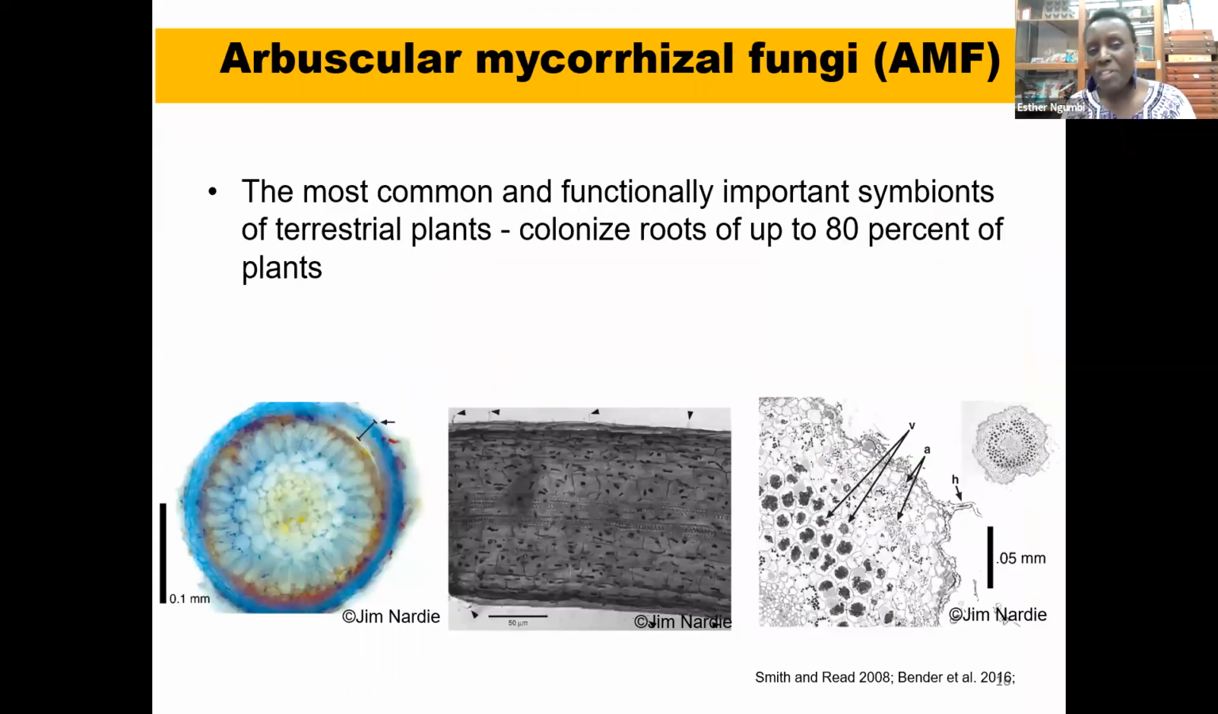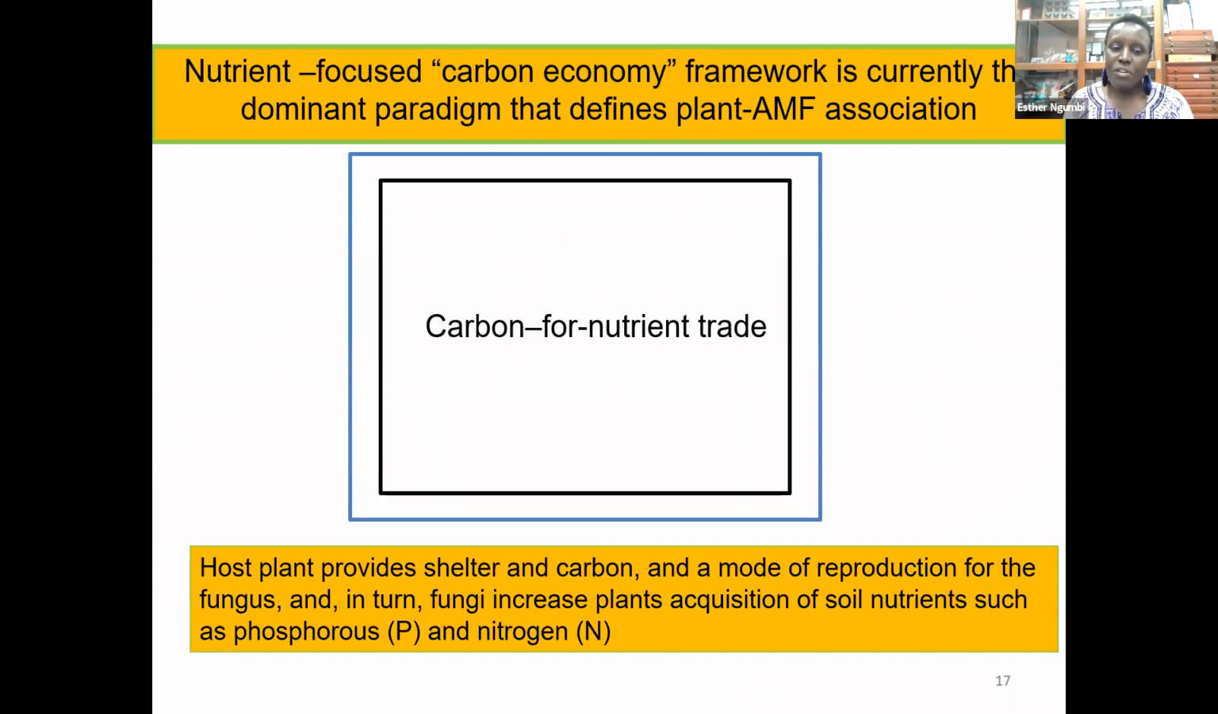So when we think about arbuscular mycorrhizal fungi, which are beneficial soil microbes, they are the most common and functionally important symbiont of terrestrial plants. We know that over 80% of plants have this association with mycorrhizal fungi in the soil. And when you think about this mutualism, the host plants provide the shelter, carbon, and a mode of reproduction for the fungi. In turn, fungi provide as many benefits as we have been able to identify, including promoting plant growth and acquisition of soil nutrients.